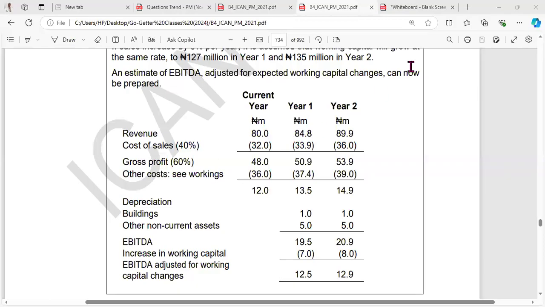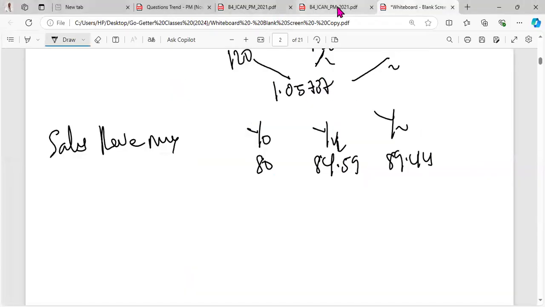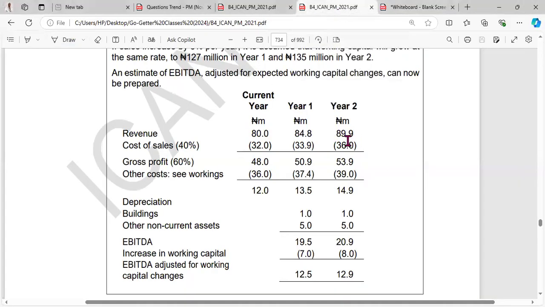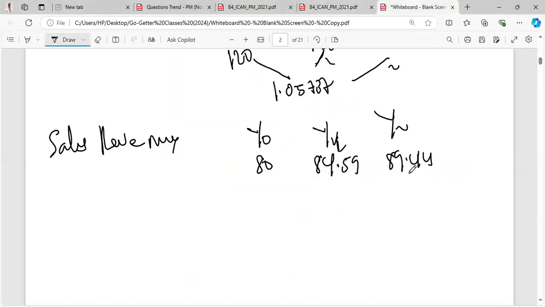So you see, we have 84.5 because they use 6%, we use something lesser. And here they use 6%, they get 89.9, we're having 89.44. So it's still the same thing.